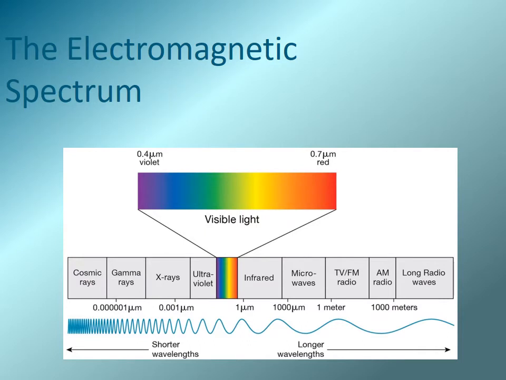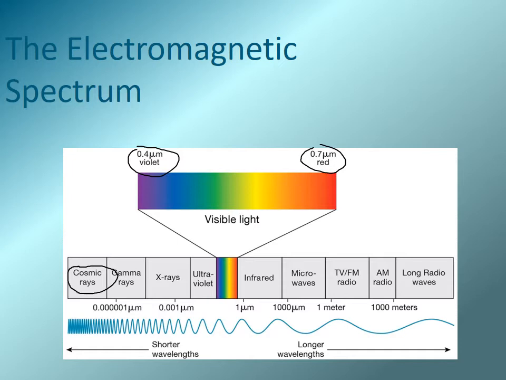So this shows you the full electromagnetic spectrum. Up here we have violet, which is 0.4 microns, and then we have 0.7 microns for red. Those are the wavelengths. A micron is a millionth of a meter. Now, if we look at the kinds of radiation that we actually can't see with our eyes, we can go all the way to the extremely short and extremely dangerous cosmic rays and gamma rays. These wavelengths are extremely small.